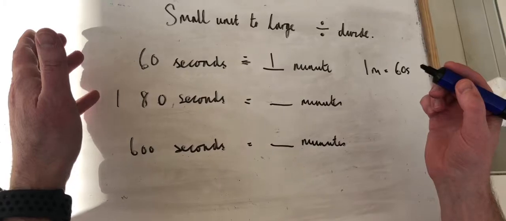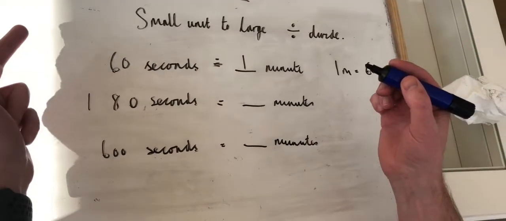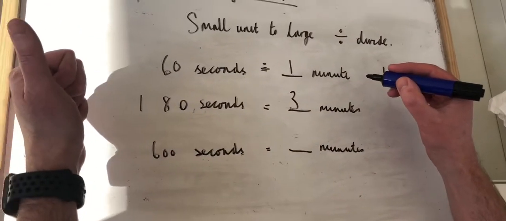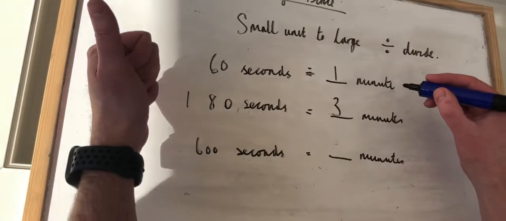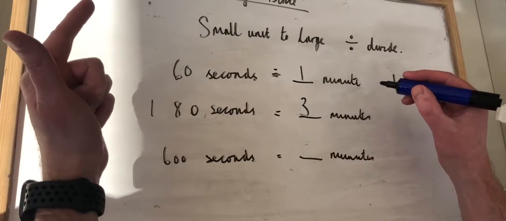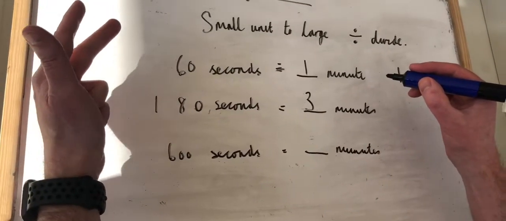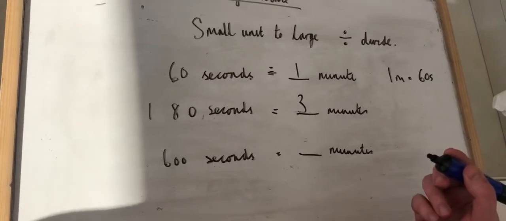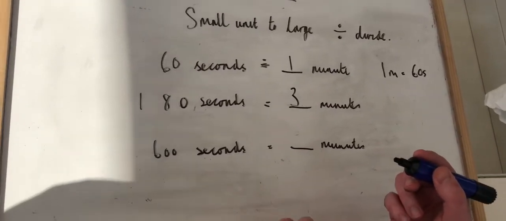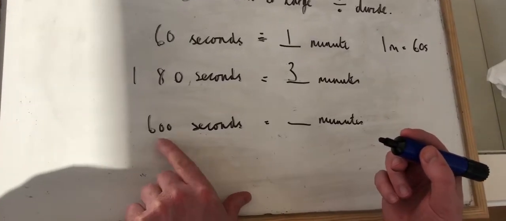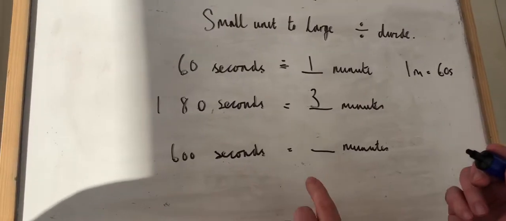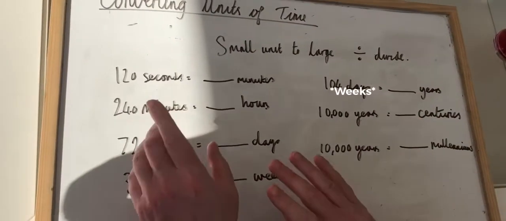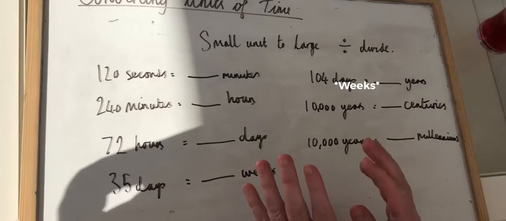Brilliant. So if we divide 180 by 60, there's 3 lots of 60, which means for every 60 seconds is 1 minute. So 60, 1 minute. 120, 2 minutes. 180, 3 minutes. So let's have a look at this one, 600 seconds. How many minutes would that be? 10. Brilliant. Okay, and hopefully you spot that straight away, because actually with an extra 0 on the end, it's 10 times bigger, isn't it? So it is 10.